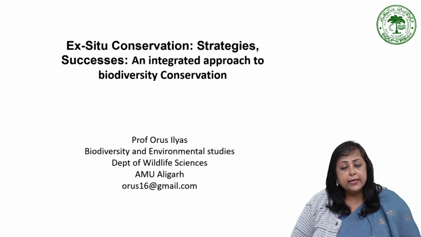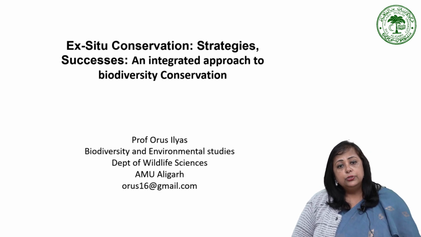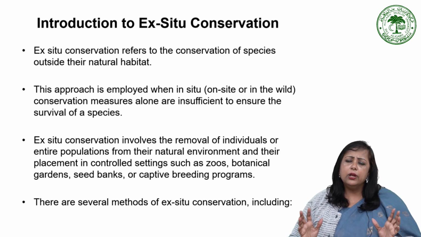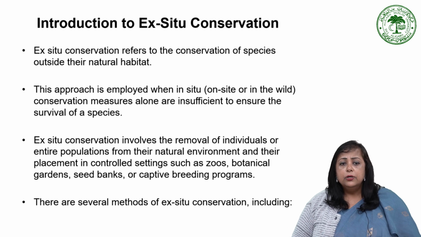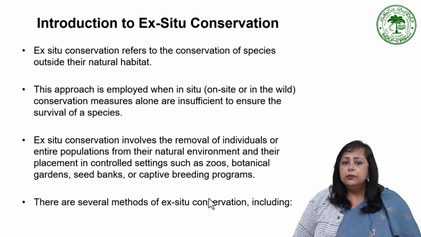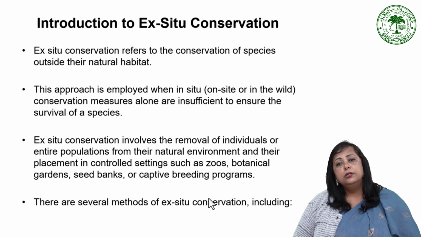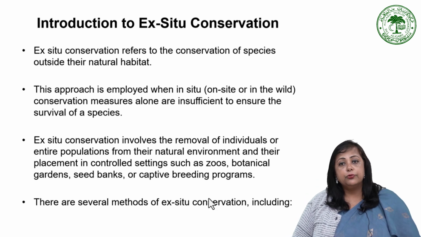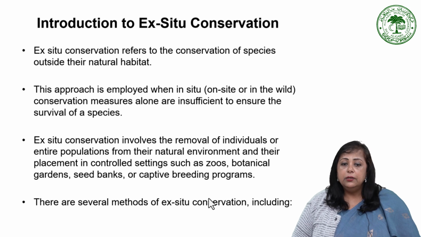Now it is time to discuss ex-situ conservation. Ex-situ conservation is the conservation of the species outside its natural habitat by creating a more or less similar habitat for the species to survive. This approach is employed when in-situ, on-site, or in-the-wild conservation measures alone are insufficient to ensure the survival of the species. Ex-situ conservation involves the removal of individuals or entire populations from their natural habitat and their placement in controlled settings such as zoos, botanical gardens, seed banks, or captive breeding programs.